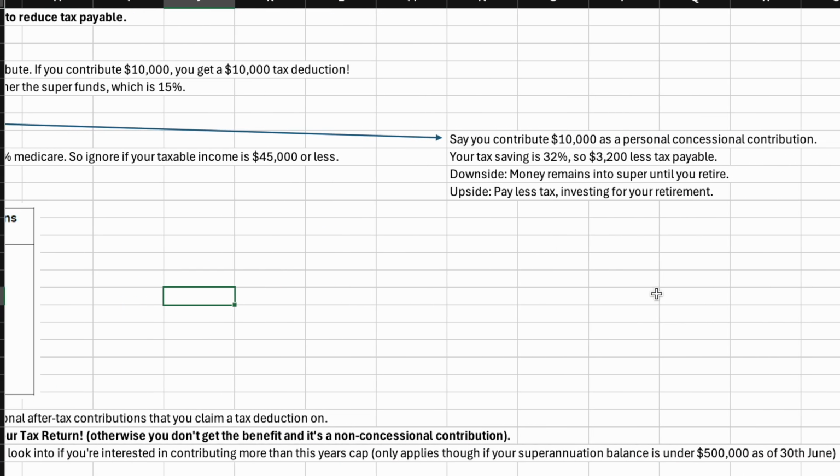But of course, contributing to super is a huge tax saving and is a very common strategy that is used. The downside, of course, is that money's locked up until you retire. The upside is you pay less tax, you're investing for your retirement, and as you probably know, while you pay 15% when it goes in, once it's in there, it can grow over time, and when you take it out, it is tax-free, which is why super is known as such a good tax dodge.